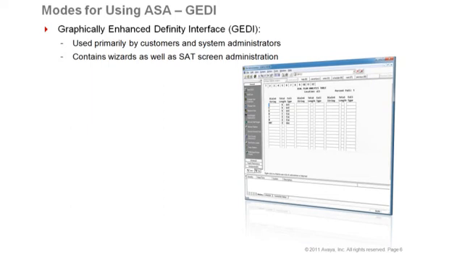This screen shows one of the modes of ASA, known as Jedi. It's used primarily by customers for administrative functions. It also contains wizards that make a lot of the administrative functions simplified.